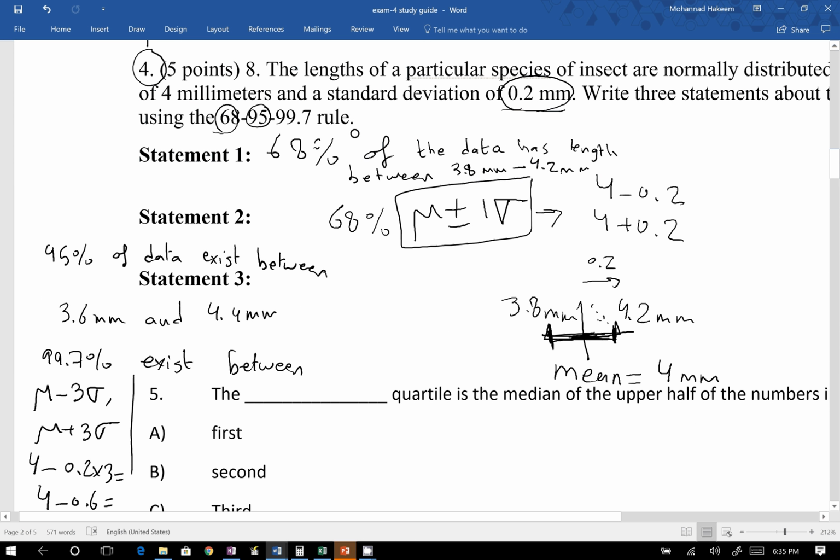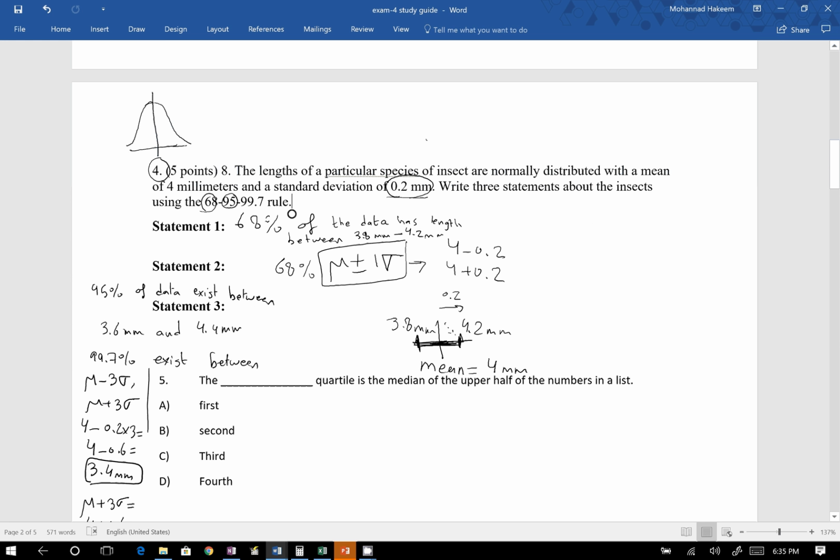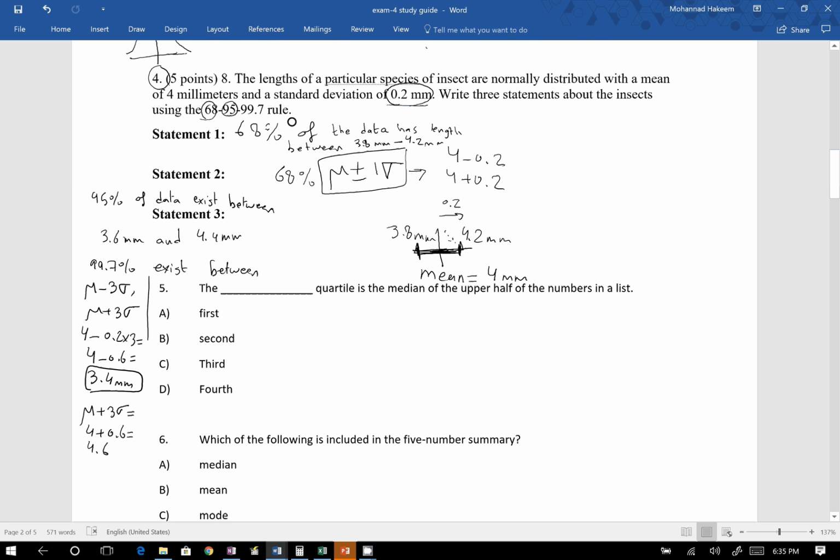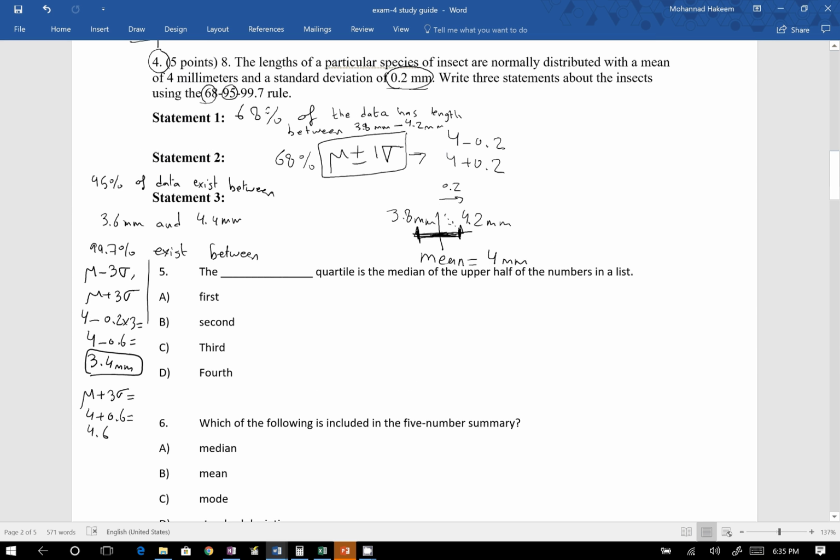Okay, so this is the formula that we used to write 3 equations or 3 facts about the length of this species. I know it's not very neat, but I hope that you guys got it. Okay, number 5.